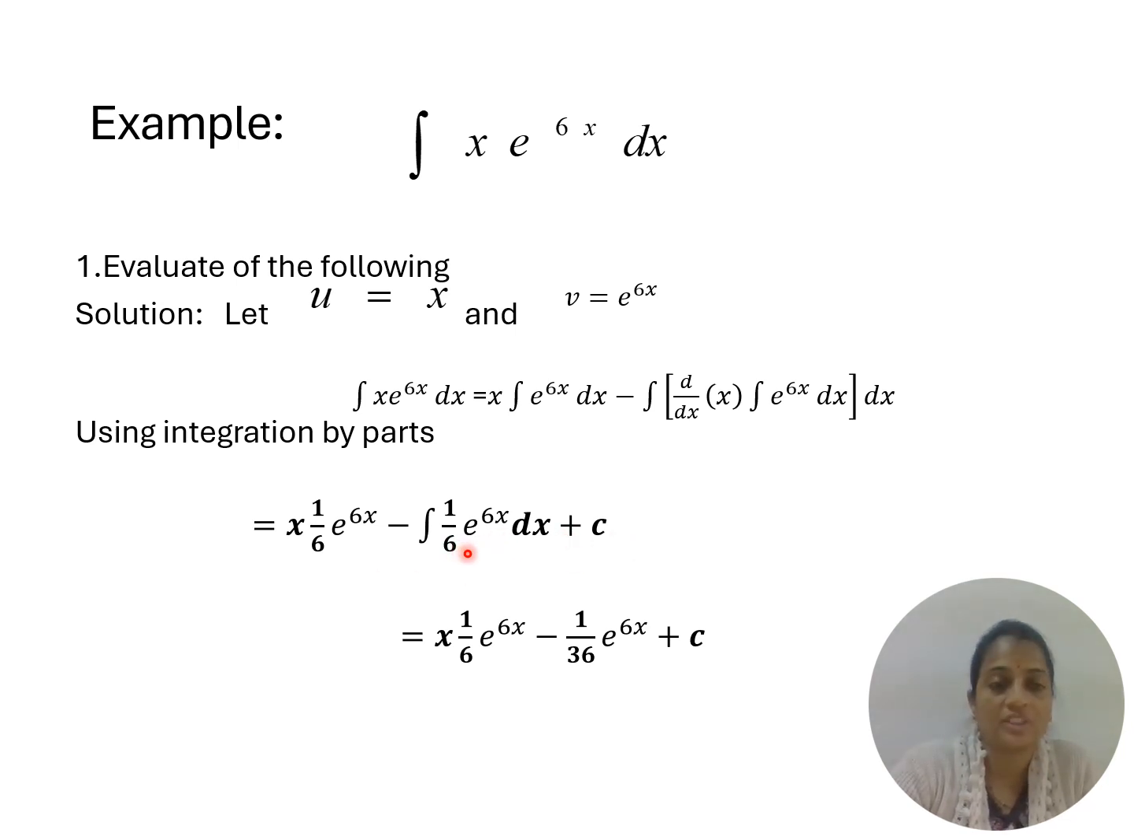Again integrating this function, we write 1 by 6 e to the power 6x as it is, and minus again integration of e to the power 6x is e to the power 6x divided by 6, so 1 by 36 e to the power 6x plus c is the final answer.